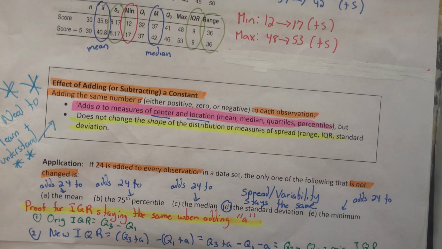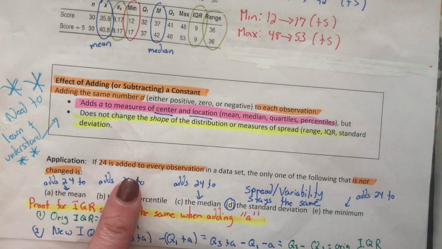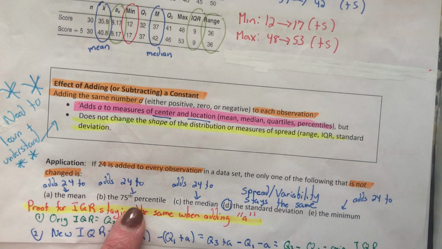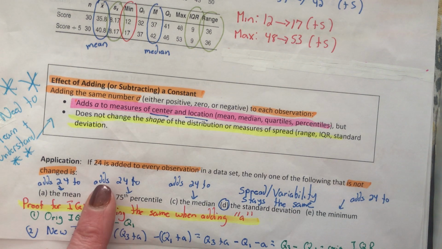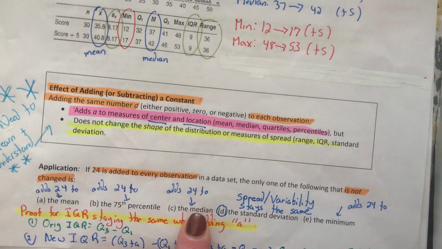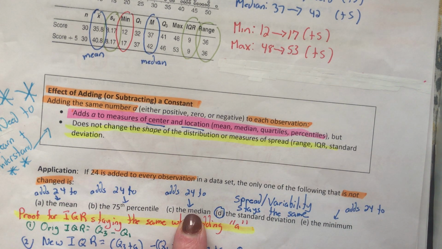So taking a look at this question, it says if 24 is added to every observation in a data set, which one of the following is not changed, meaning what stays the same. Well, if we take a look at A, the mean, we're going to add 24 to the mean, so it will not stay the same. Adding 24 to every data observation will add 24 to each of our location values. So our 75th percentile is our Q3, so that will have 24 added to it. It will change. The median is a measure of center. Adding 24 to each observation will add 24 to the median.